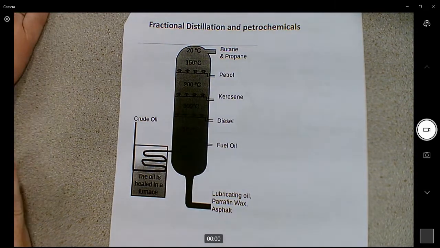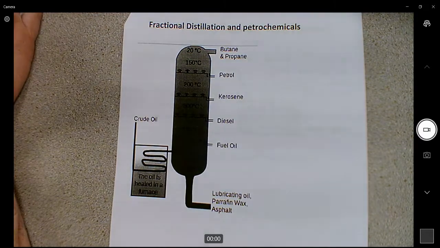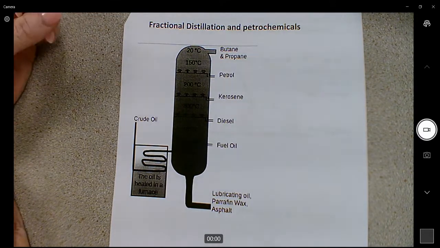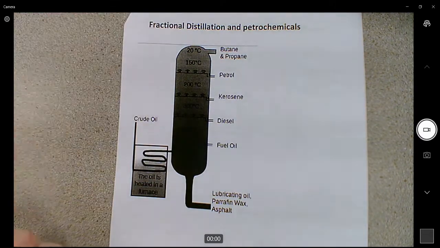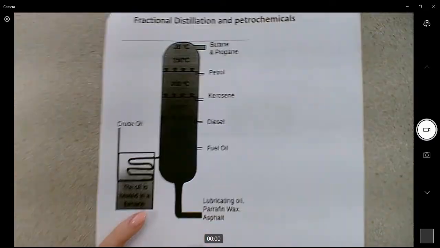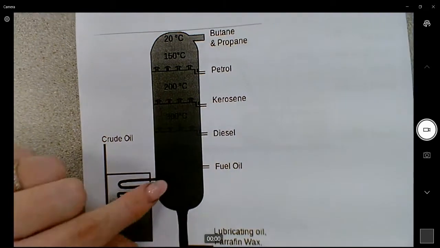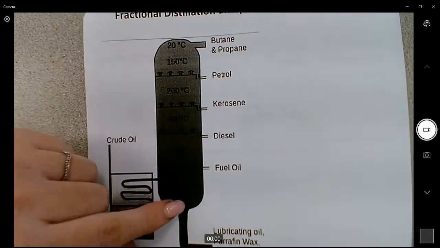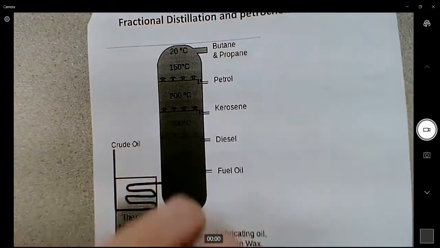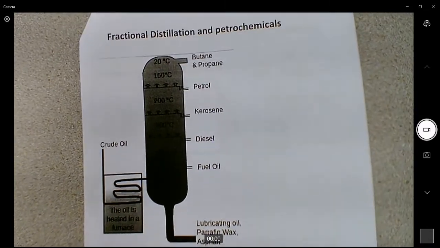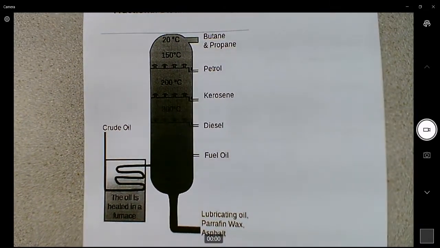I have seen this come up as a 4 or 5 mark question on a higher tier paper, where you're actually describing the whole process and the outcome of it. It's not very clear, but I'm hoping you can see that there are different temperatures on the scale here, and I will put it on the side just to help you out because it's not photocopied very well.